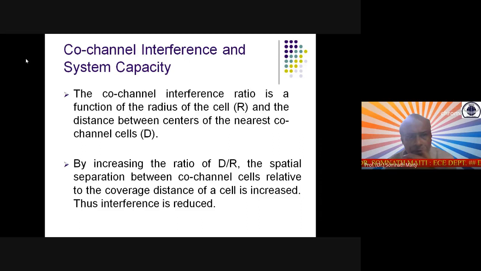By increasing the ratio of D by R, the spatial separation between co-channel cells relative to the coverage distance of a cell is increased. Spatial separation will increase. So the very basic idea is, if 2 people are quarreling, you just separate them, then the interference will be reduced. The same thing is here. Physically increase the distance, and the interference will be reduced.